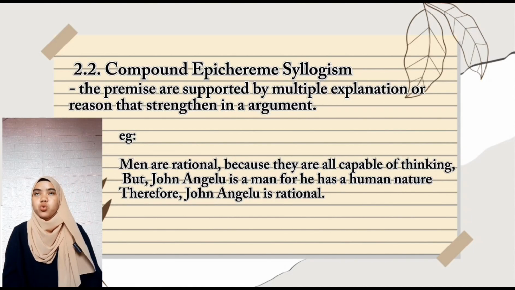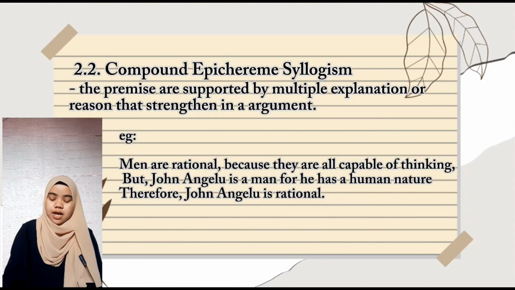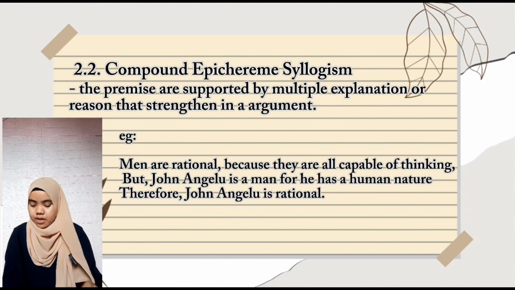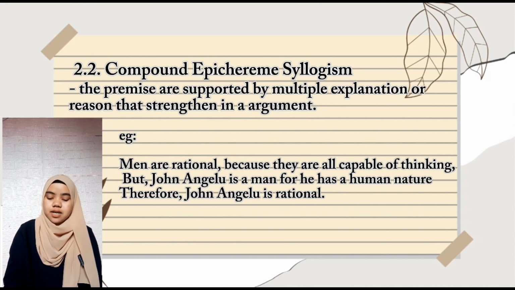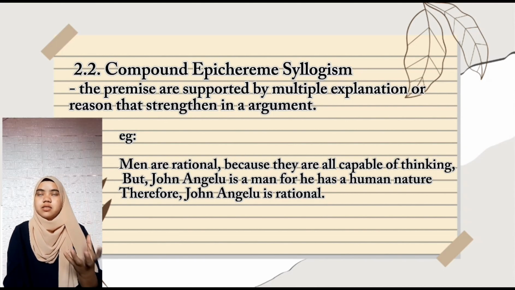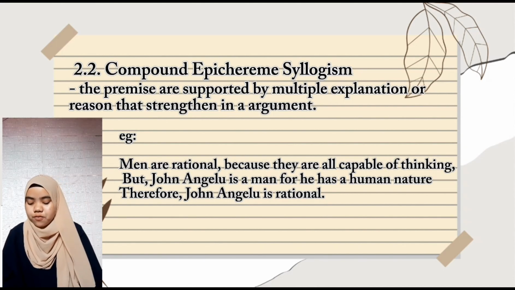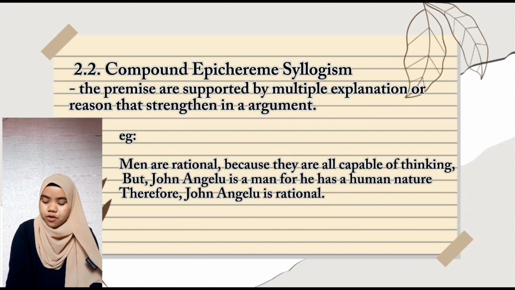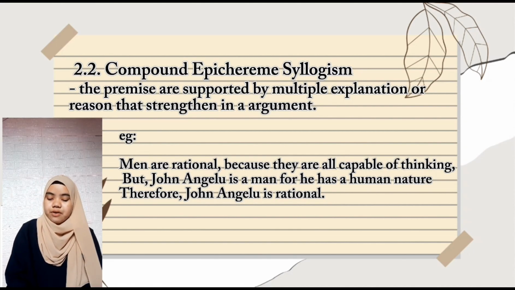So you have to add information about a man. So ang dinagdag dito sa minor premise is he has a human nature. So parang mas lalo nating maintindihan na lumawak yung information about men. So therefore, men are rational because they are capable of thinking, but John Angelo is a man, so he has a human nature. Therefore, John Angelo is rational.